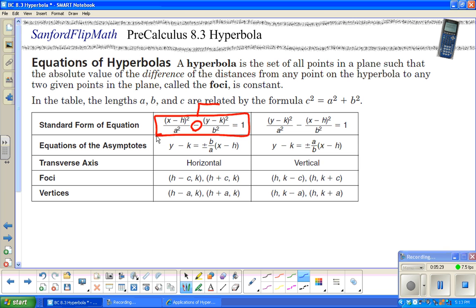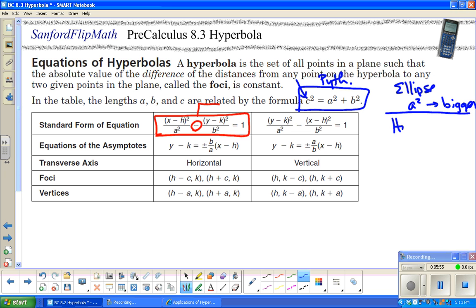Now, a couple other little issues here. Back to Old Faithful here. C is the distance to the focus, as it was for the ellipse, but at least this looks exactly like the Pythagorean theorem, so that's comforting. Now, the other thing that you need to know too, for an ellipse, a squared is the bigger one.